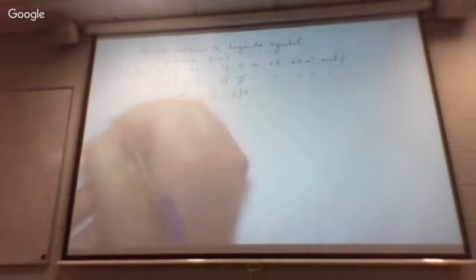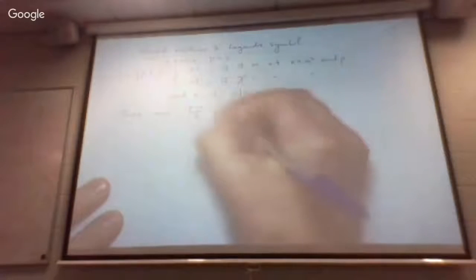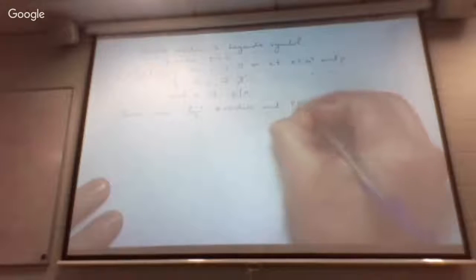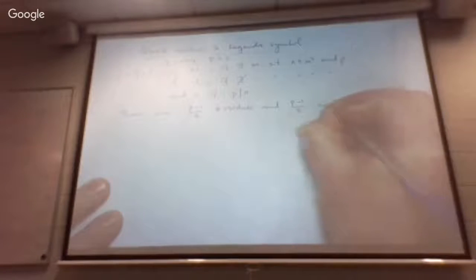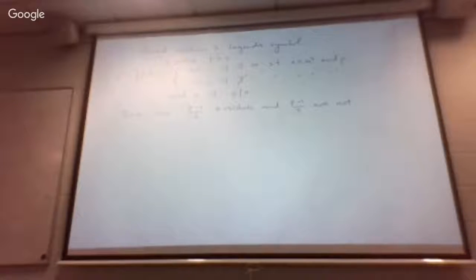Key things we've discovered about quadratic residues so far. There are always exactly half of the non-zero things that are residues, and the other half are non-residues. Sentence doesn't quite make sense. (p minus 1) over 2 are residues and (p minus 1) over 2 are not. They are non-residues.